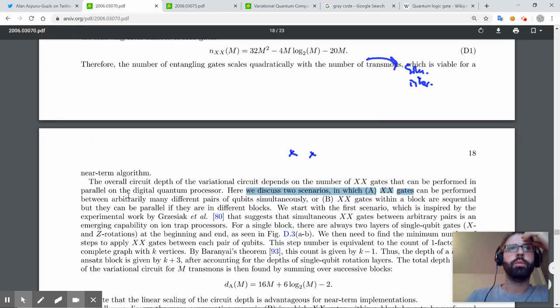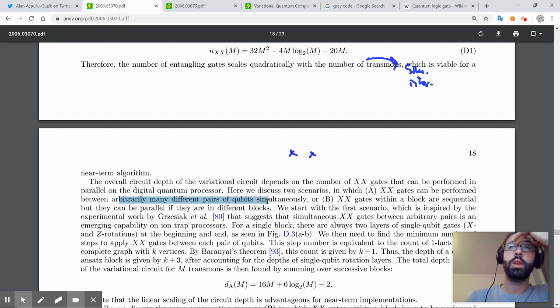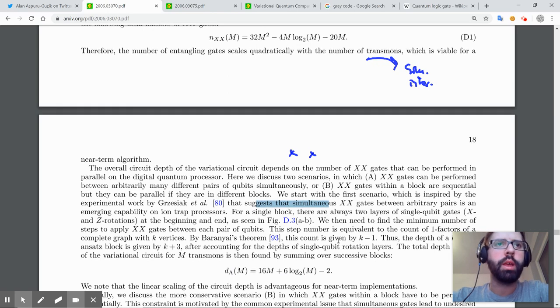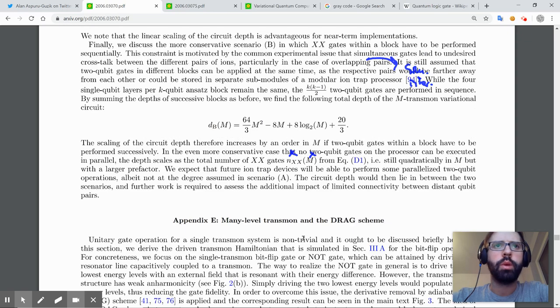Scenarios in which it can be performed on many different pairs of qubits simultaneously. Cases when the blocks are sequential, they can be parallel if there are different blocks. We start with the first scenario, which is inspired by the experimental work by Zizek et al. That suggests that simultaneous access gates between arbitrary pairs is an emerging capability on ion trap processors. For a single block, there are always 2 layers of single qubit gates. It seems these gates are somewhat native in ion trap quantum computers. We then need to find the minimum number of steps to apply access gates between each pair of qubits. This step, whatever. What am I even reading?